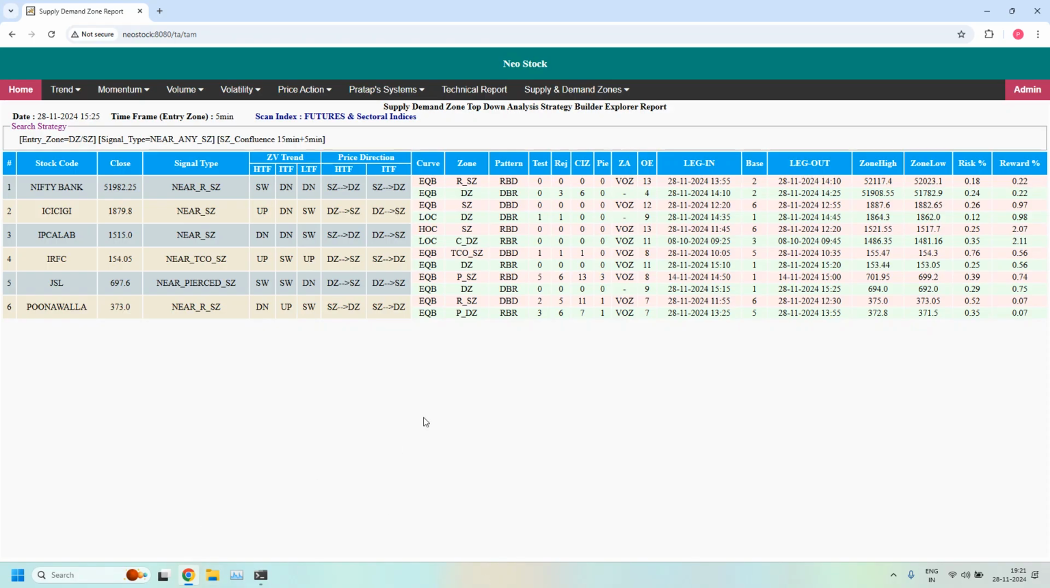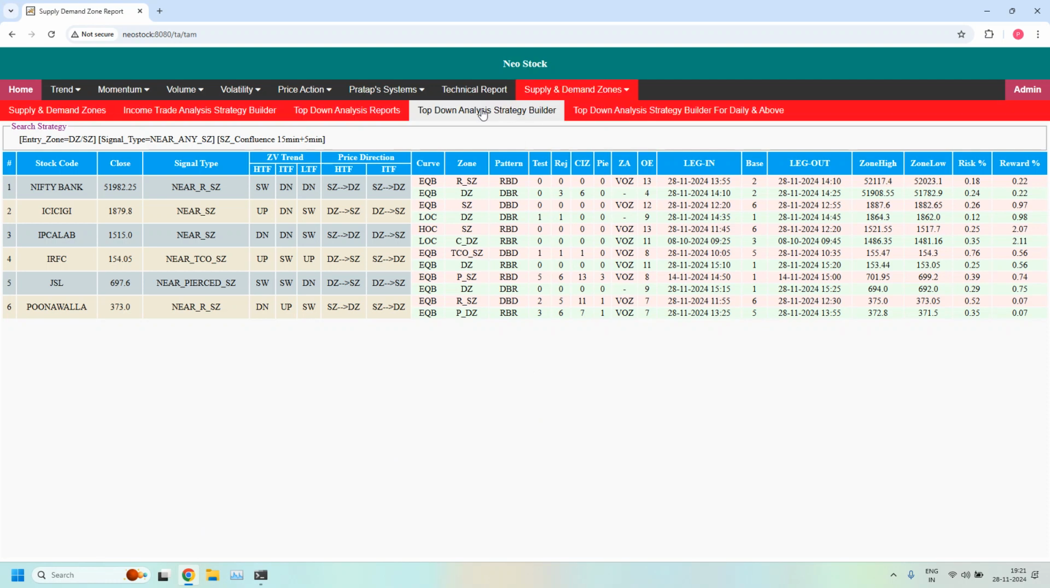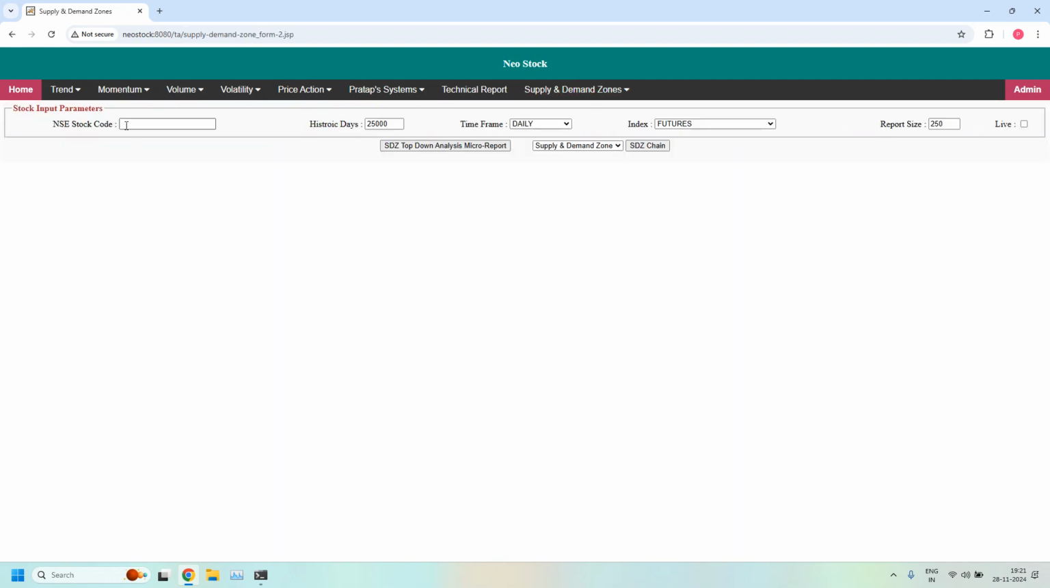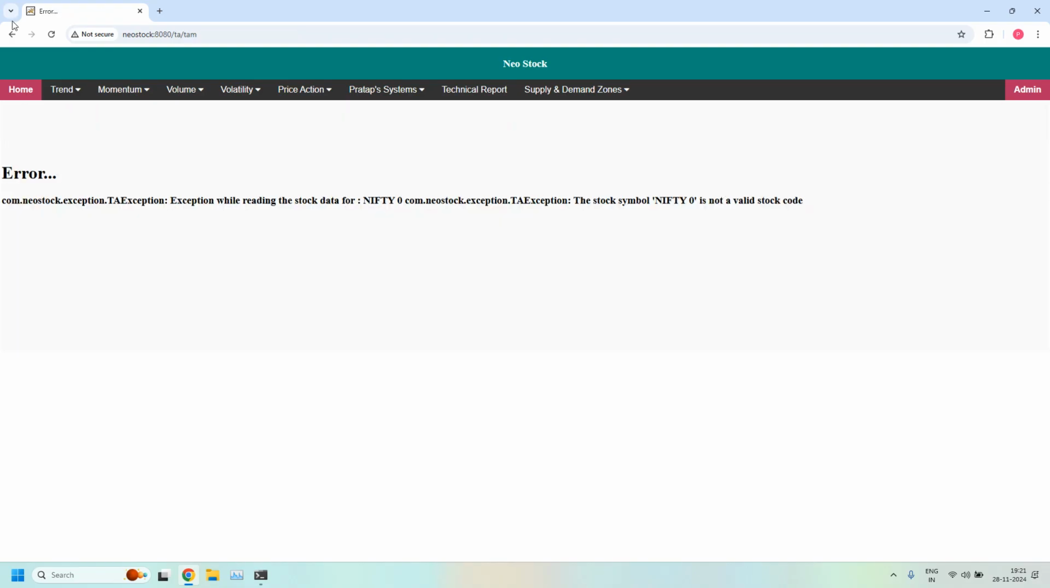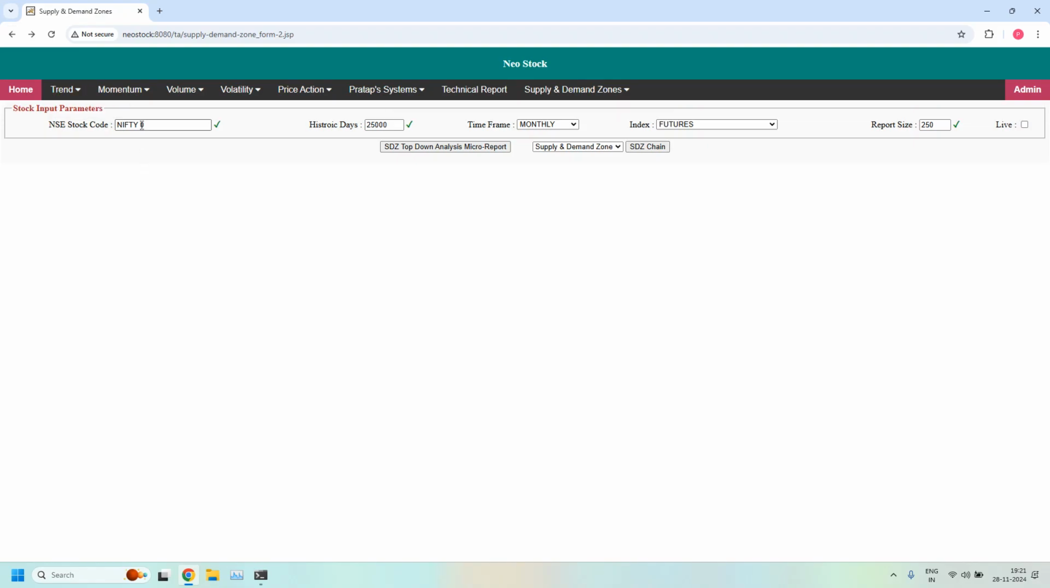Okay. So this is about stocks near demand and supply zones. So next, let us identify Nifty and Bank Nifty supply demand zone chain. Let's start with Nifty, starting from monthly time frame, generating monthly supply demand zone chain for Nifty.